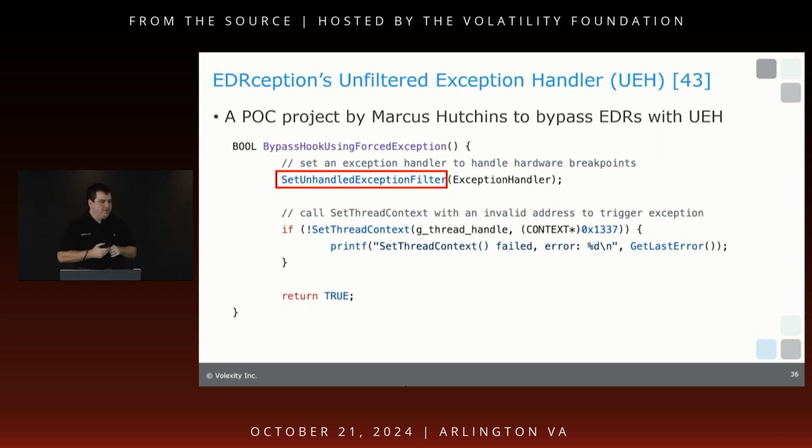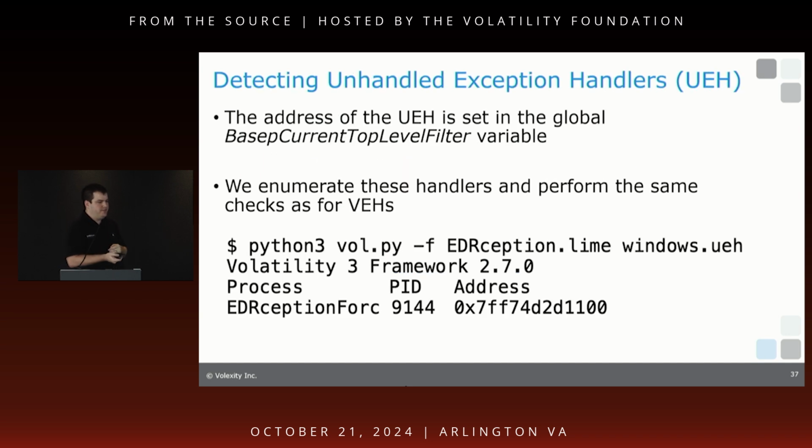And then another version of this is the unhandled exception filter. Similar idea, it's just a different level of exception handling in a process. But the end goal is the same. This proof of concept also calls SetThreadContext with an invalid address, which is going to trigger the exception. And then we want to be able to find that inside the process memory, this was way easier.